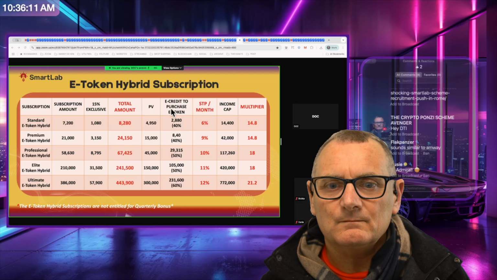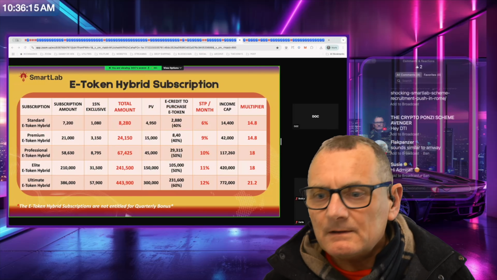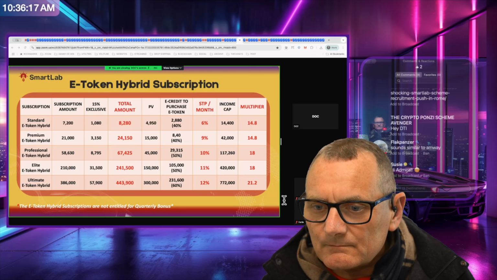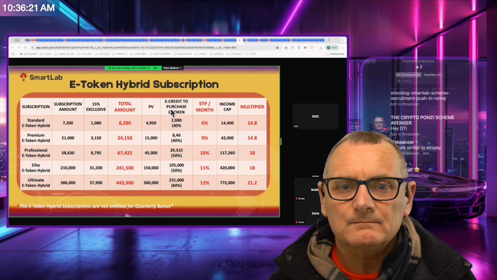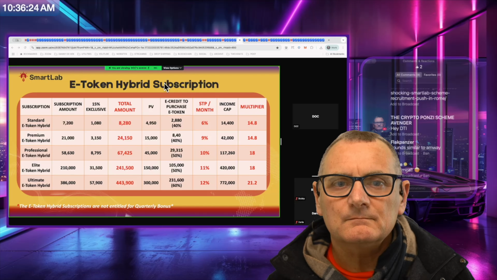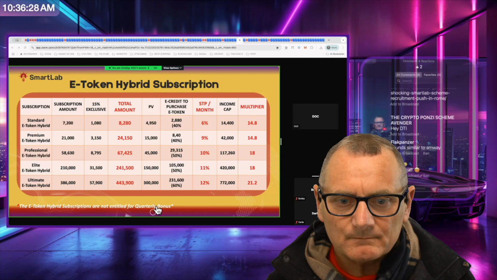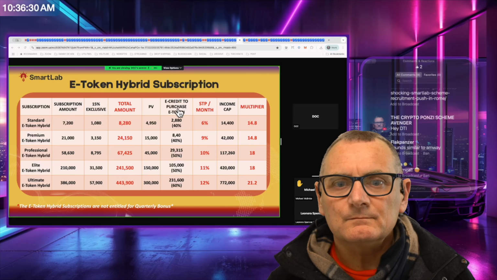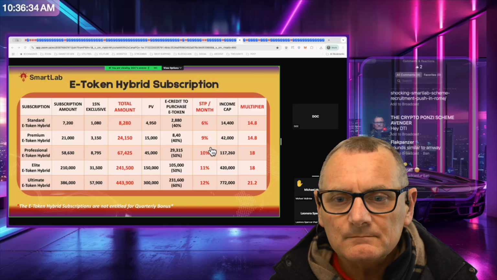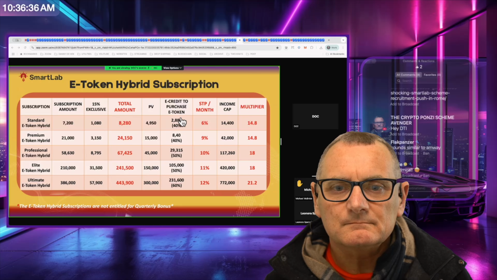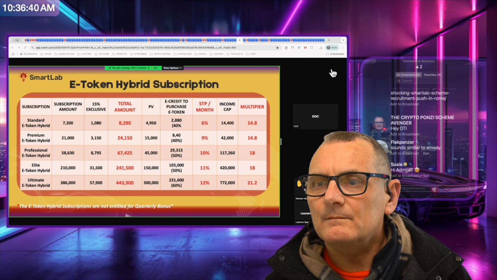What's powerful and unique about these is they include both the spread trade profits, the regular sports arbitrage system, along with the e-token system. So you have a built-in income cap, and it takes the multiplier anywhere from the regular 3 to 12x, up to 14.8 to 21.2.